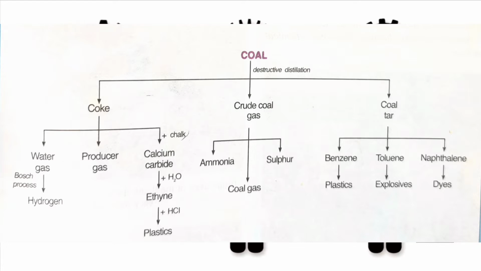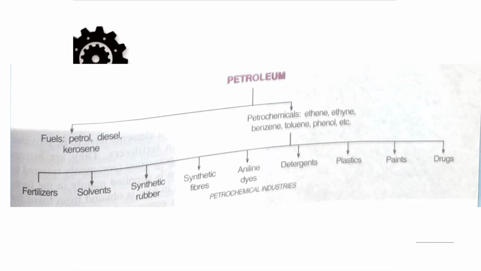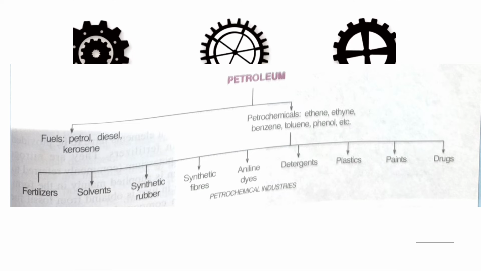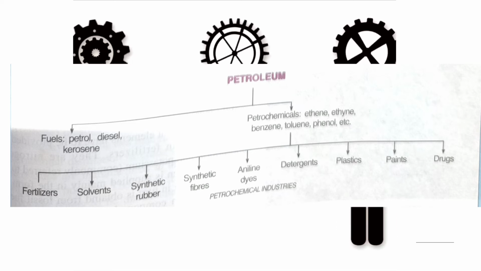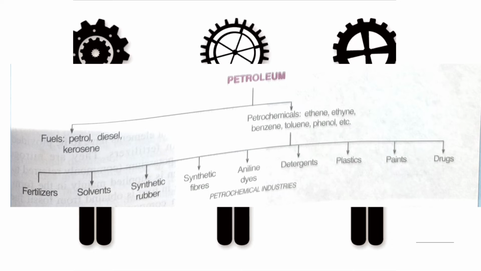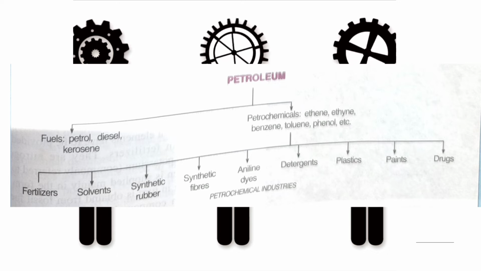For example, when you dissolve calcium carbide from coke in cold water, you will get ethyne, which is a burning gas. You can see benzene being processed to plastic, toluene being processed to explosives, and naphthalene being processed to dye. The same goes for crude oil, or what you call petroleum. You can see that the petrochemical part of it can be processed into different substances. Take a pause and put them down.